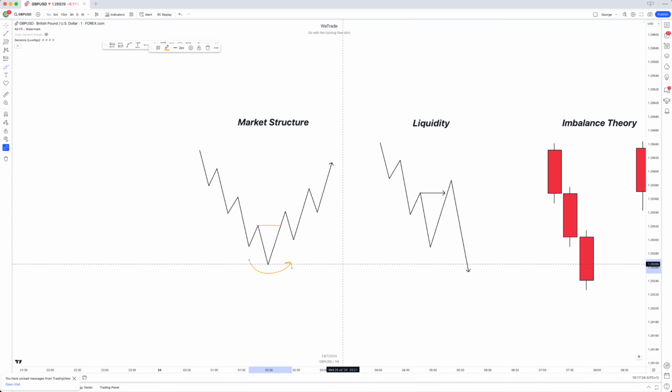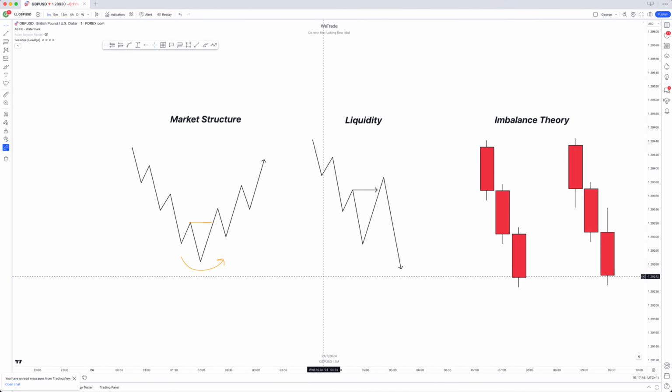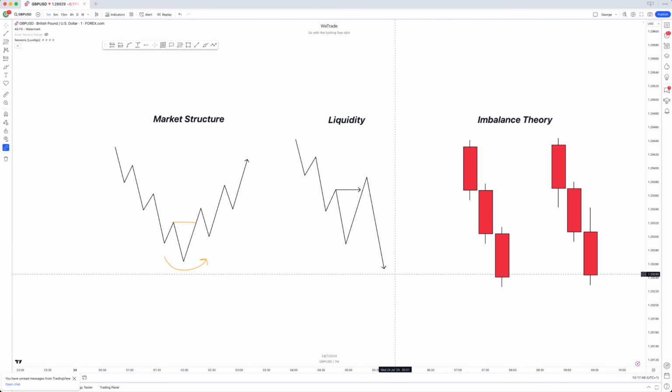Now, as well as that, one of the great things that market structure does is it's a very clear and obvious concept to a lot of people. Professionals, retail traders, new traders, dummy traders, and this kind of moves on to the next concept, which is liquidity. Now, if you can understand market structure in its most basic form, you can then utilize that to identify liquidity. Now, the great thing about liquidity is it allows us to identify where those potential turning points in the market are going to be.